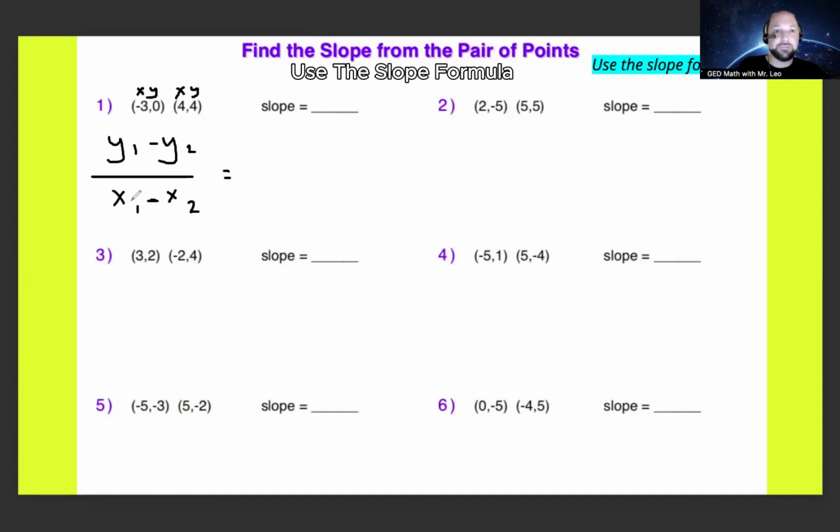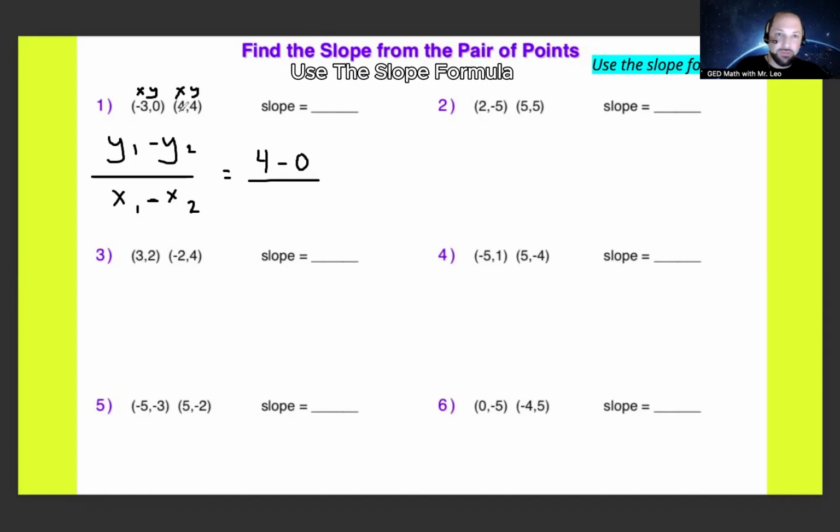Okay. So start with whatever you want. I like to start with a bigger number that I see, but it really doesn't matter. I'll start with this number 4. So y value is 4. Subtract the other y value, that is 0. Double check that. This y minus that y. 4 minus 0. Good. Now on bottom, I do the corresponding x.